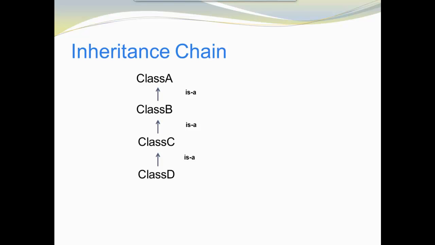Now let's look at an inheritance chain. We talked about single inheritance. That means a class has one and exactly one direct superclass. However, that class in turn can have its own superclass. So D can inherit from C, can inherit from B, can inherit from A.